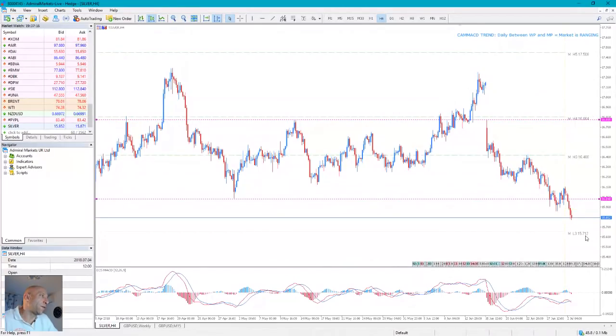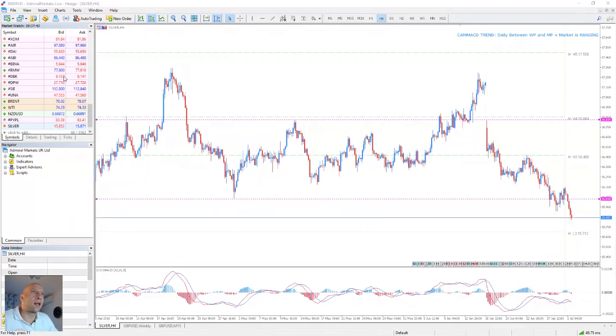I would say 1571 is a level to go long. This could be a nice level to go long, 1571. So if you plan on trading silver, this could be a level possibly to go long, 1570. So pay attention to that level definitely here. If it drops here, you go long.